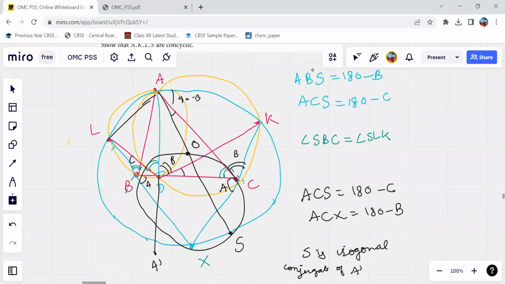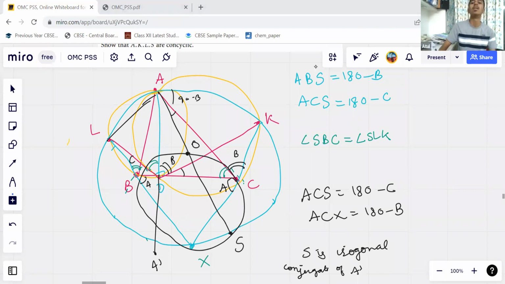How do you find SBC? Okay, yeah, you can find it. ABS is 180 minus B, so you subtract the B. So this means that S is the spiral similarity center. For example, SBC equals SLK, so BC goes to LK. Okay, technically we should redefine S so that it lies on the circle and satisfies one angle condition, but yeah, the same thing. Okay, that's a nice problem.